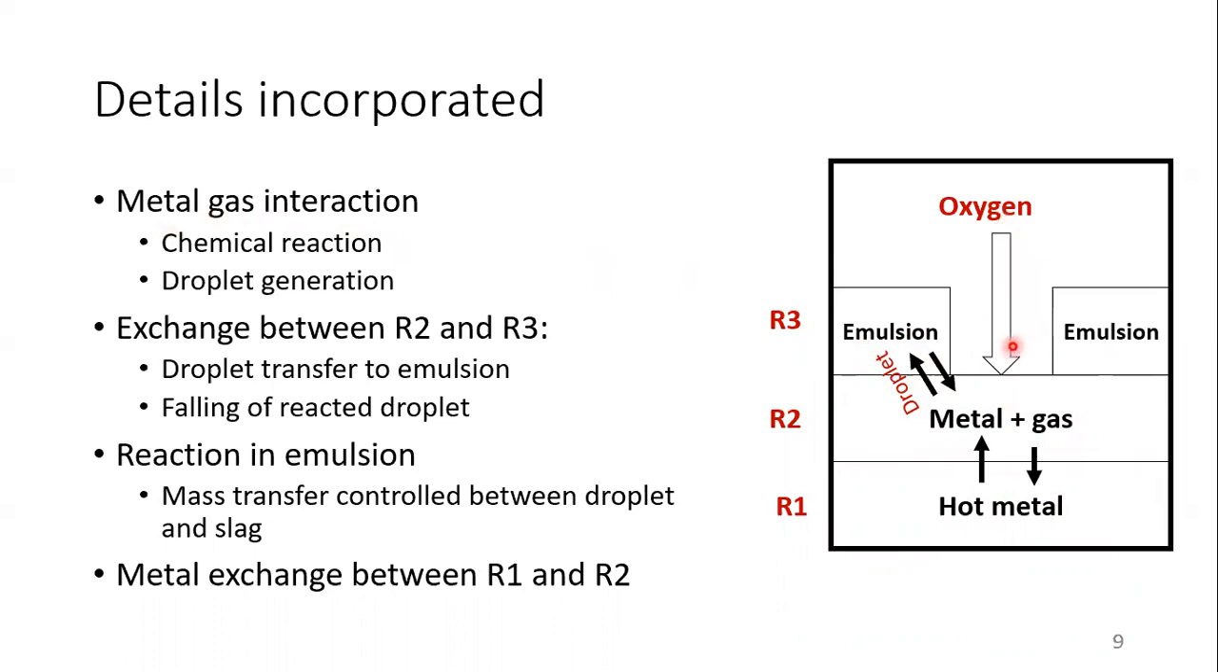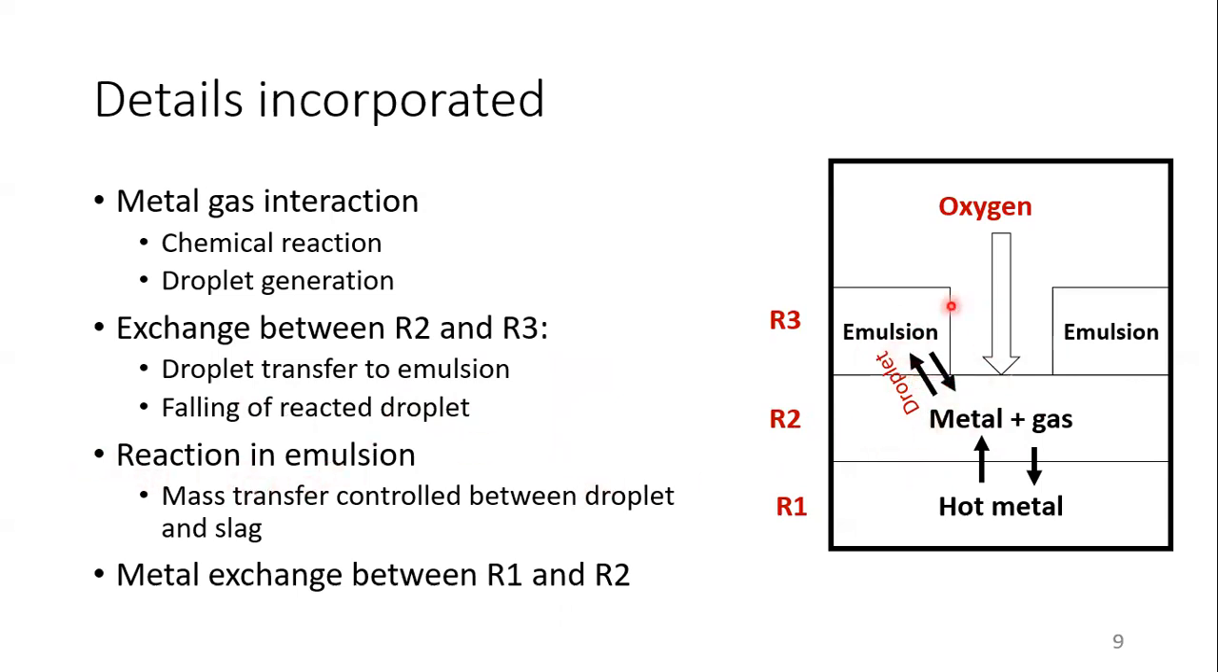So the first step is the interaction between this metal and the gas, and there are chemical interactions as well as physical interactions. Chemical interaction will generate slag such as FeO, silica, etc. The physical aspect of that will generate a lot of metal droplets, which will fly into this emulsion phase. Which again, as has been discussed in literature, remain suspended in emulsion because of the CO evolution from the droplet. Then there is exchange between R2 and R3 in the sense that the physically generated droplet is first transferred into emulsion, and the reacted droplet essentially falls down. So this has to be incorporated in the work.